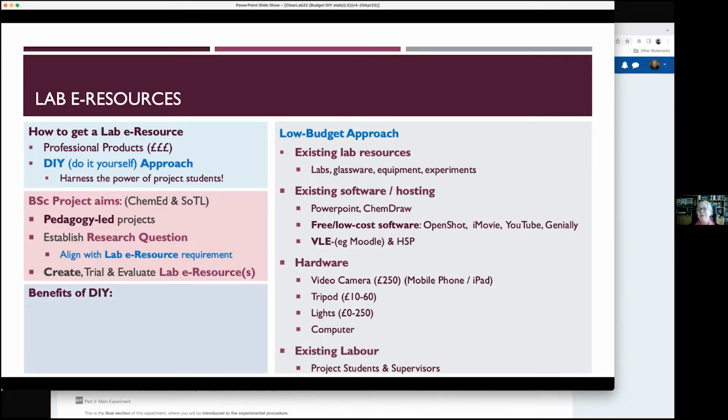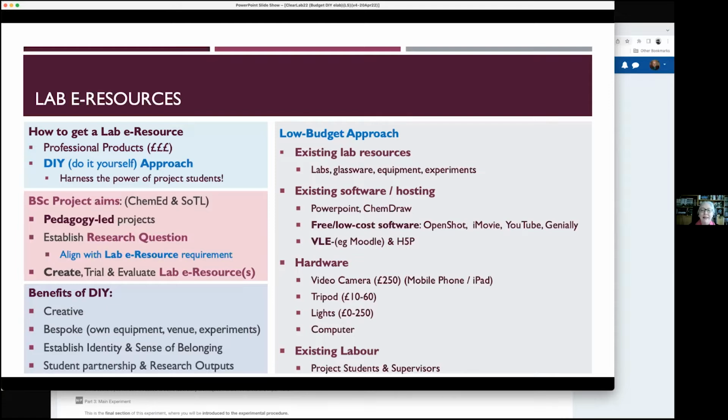So what are the benefits of doing a DIY approach? Well, you've got this creativity. You can do what you want, how you want. You can create what you want. And by using your resources, by using your vintage equipment and quirky glassware and making these videos in your lab, you're making very bespoke videos which actually establish your identity, and this helps the students feel like they belong to your lab, to your environment. So this cannot be underrated. And also you get to work with students, and at the end of it you get research outputs out of it. So DIY is I think a very effective way of going.